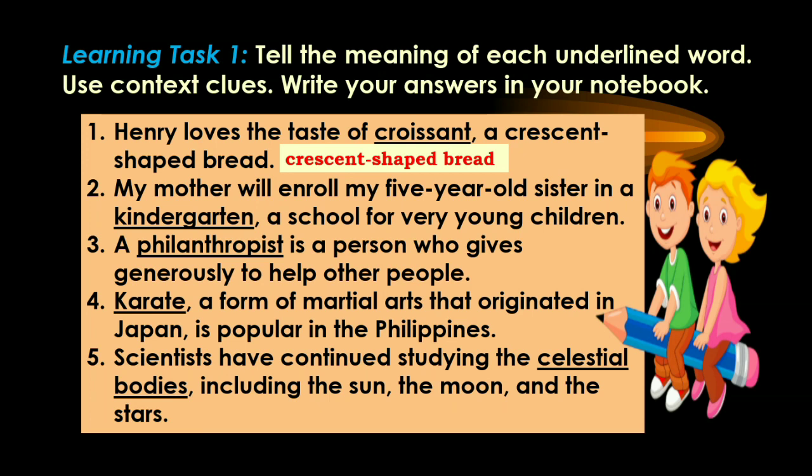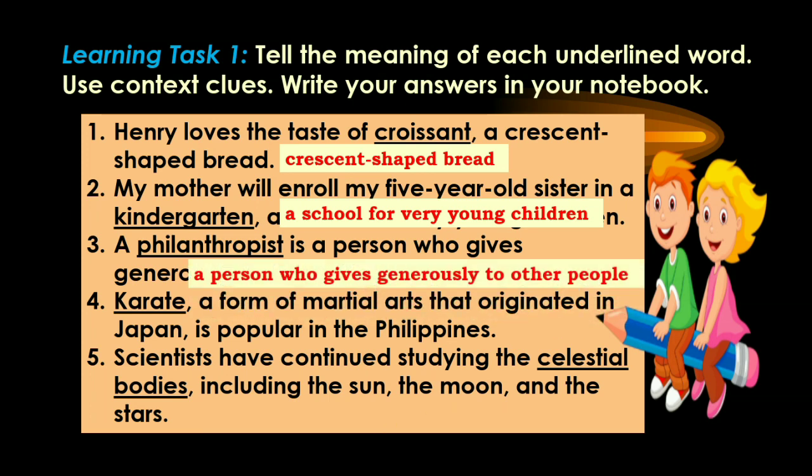Number 2. My mother will enroll my 5-year-old sister in a kindergarten, a school for very young children. What is the meaning of the word kindergarten? Yes, a school for very young children. Number 3. A philanthropist is a person who gives generously to help other people. What does philanthropist mean in the sentence? A philanthropist means a person who gives generously to other people.